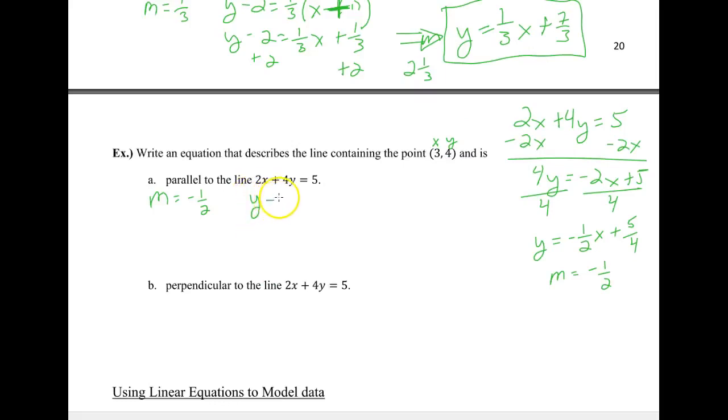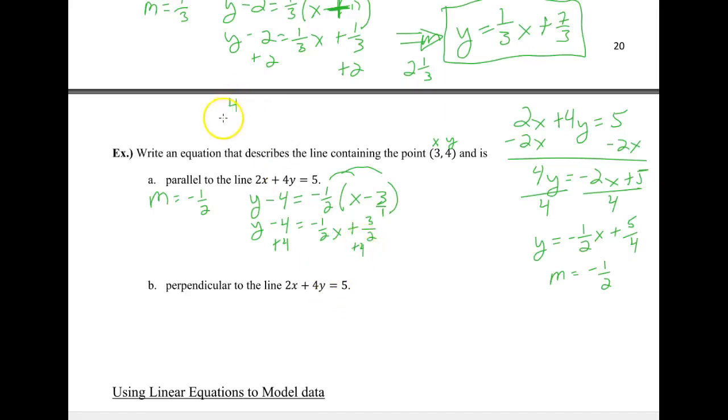Y minus y1 is 4 equals negative 1/2, our slope, times x minus our x value. And then we're going to go ahead and simplify that into slope-intercept form. I'm going to distribute that 1/2. Y minus 4 equals negative 1/2 x. A negative times a negative will end up positive. I can put this over 1. Multiply the numerators. 3 times 1 is 3. 2 times 1 is 2. Lastly, I need to add 4 to both sides.